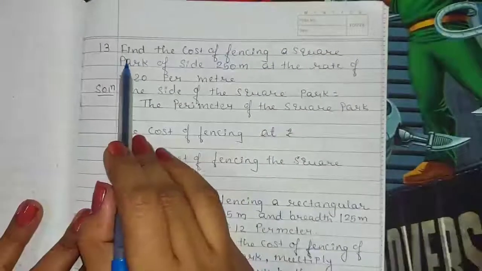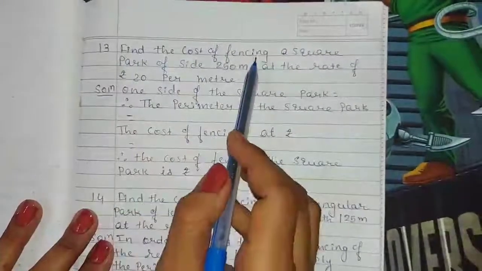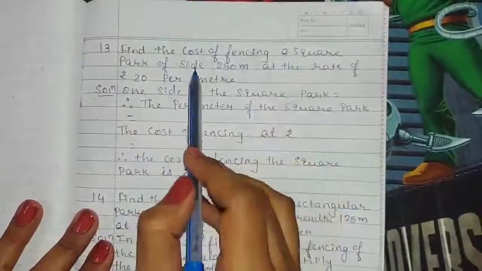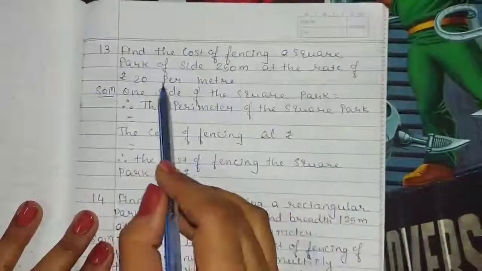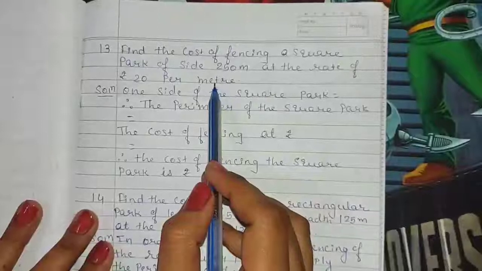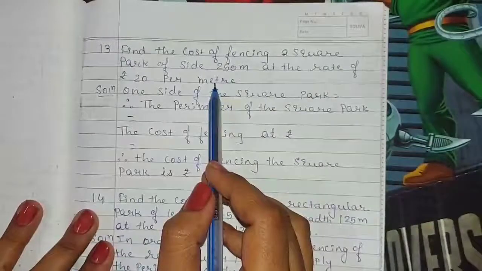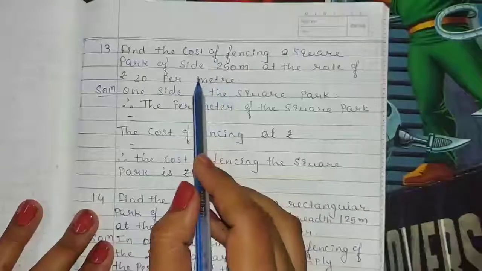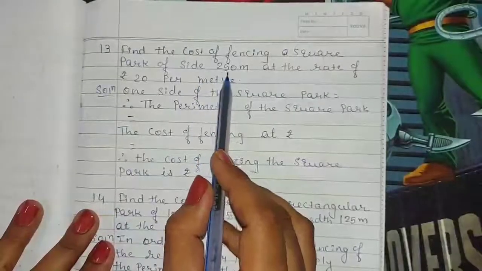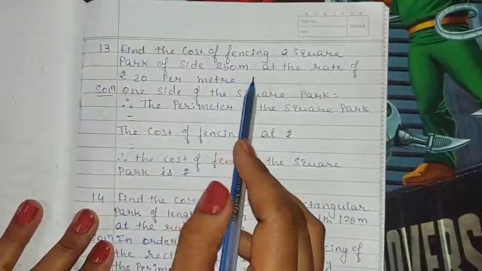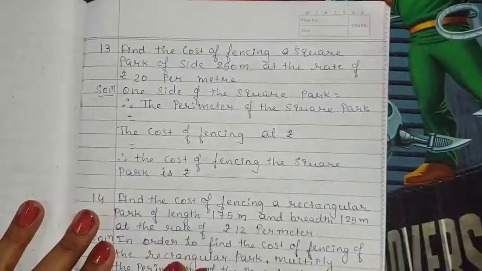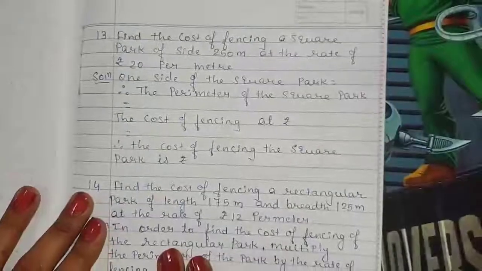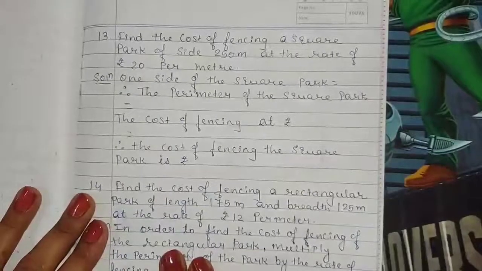Question number 13. Find the cost of fencing a square park of side 250 meter at the rate of rupees 20 per meter. So we have to find how much cost of fencing is there for a square park. The side of the square is 250 meter and the rate for 1 meter is rupees 20. So first of all, let us find the total length, the perimeter of the square.